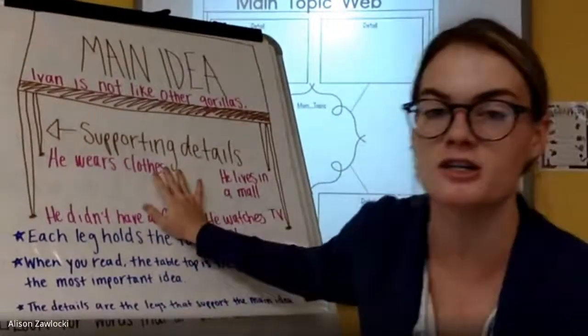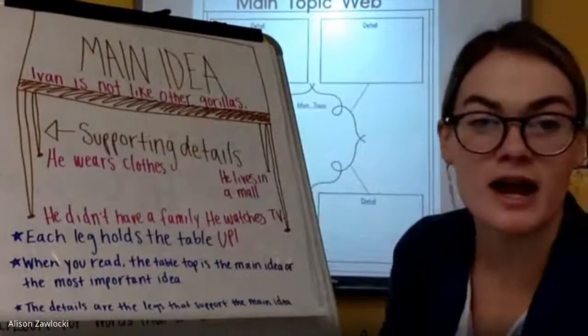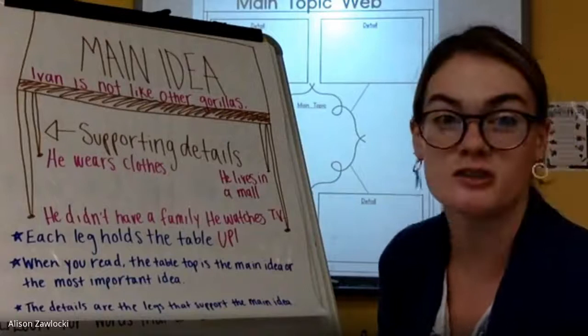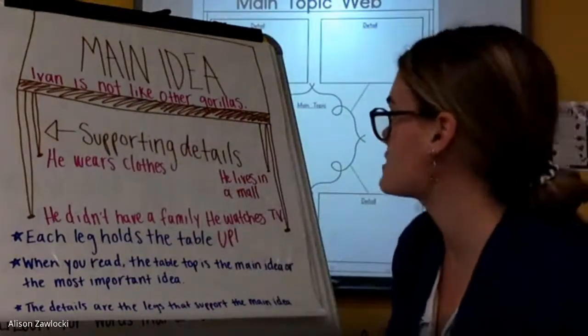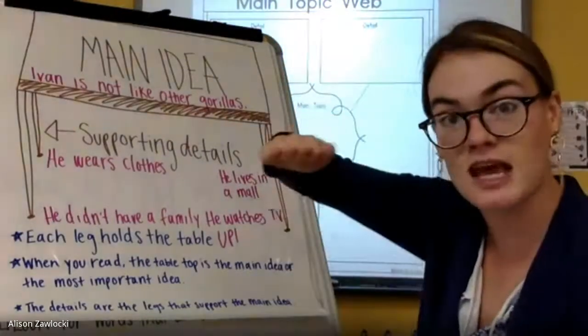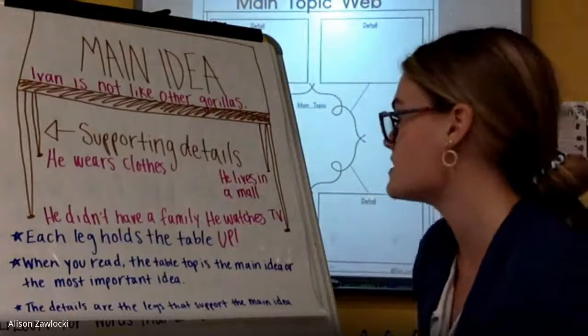So just like we learned last week with Mrs. Cooper, we have our main idea. We read Ivan, a story about Ivan, a gorilla, last week. And so the main idea is Ivan is not like other gorillas, and that's the tabletop. It has to be supported by details, though. So these are some examples of details.